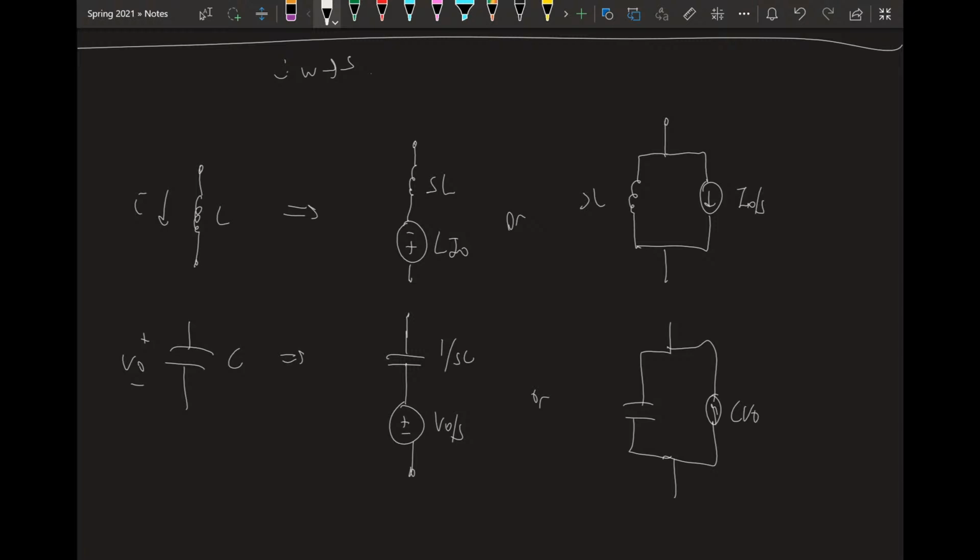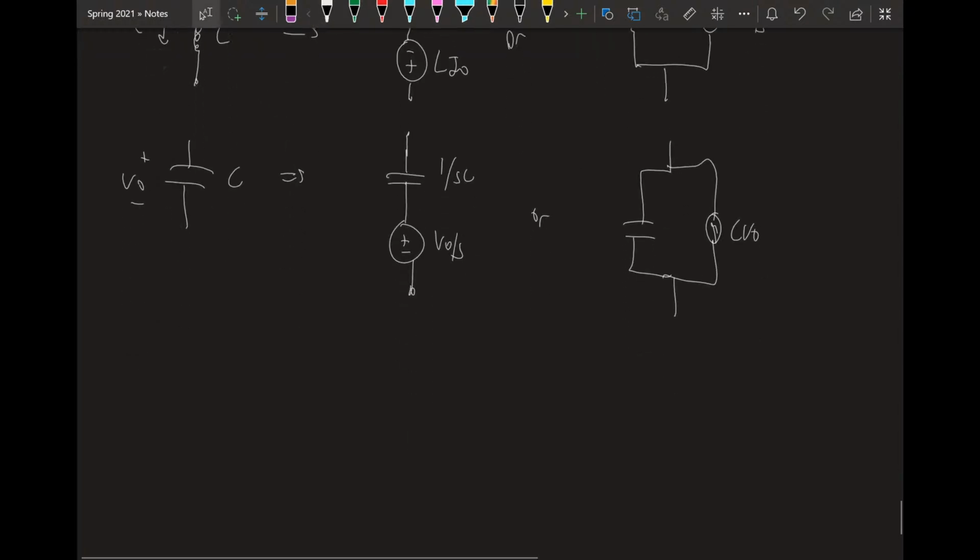Actually, some more things to talk about. One, the transfer function of a circuit. The transfer function is the output in the Laplace domain over the input in the Laplace domain. I'm not sure if you're asked anything about this. It's just good to know.